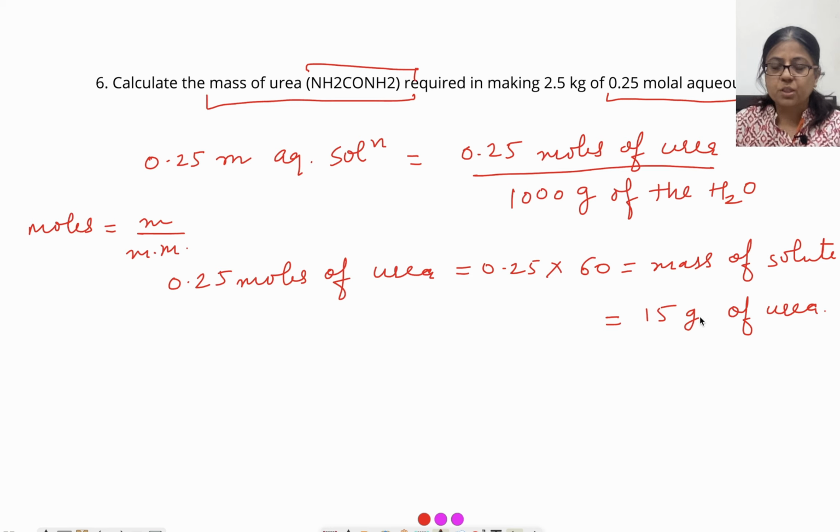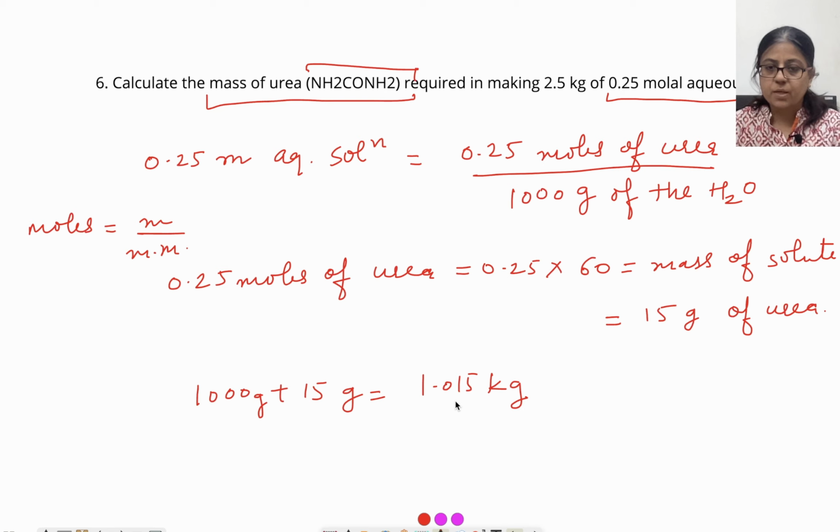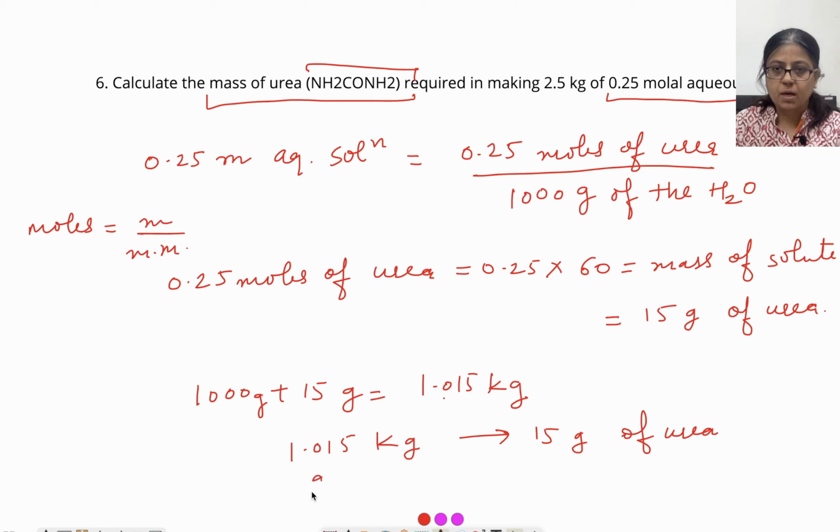The total mass of the solution is 1000 plus 15 gram, which is equal to 1.015 kg. 1000 gram is the mass of the solvent, 15 gram is the mass of solute, and together they give the mass of the solution, that is 1.015 kg. So 1.015 kg contains 15 gram of urea.